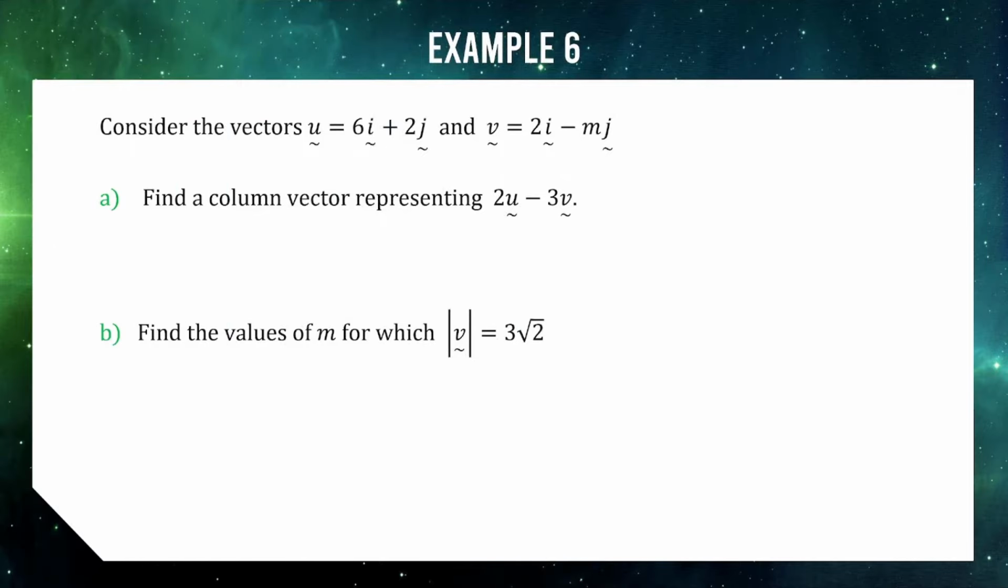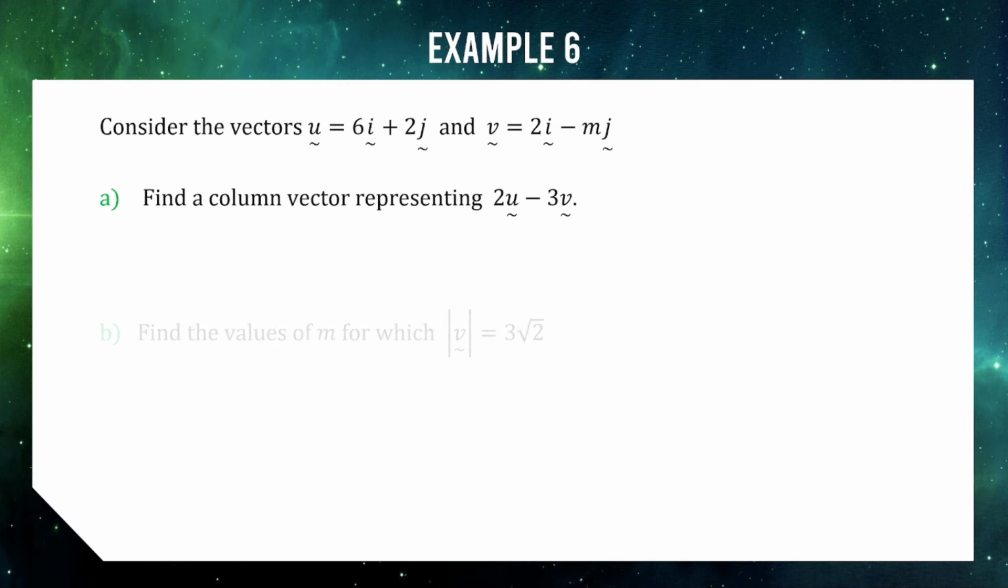Okay, two vectors u and v, for example 6. U has components 6 and 2. V has components 2 and negative m, so it's unknown. Part A is to find a column vector representing 2 times u minus 3 times v. Okay, it's not too hard.